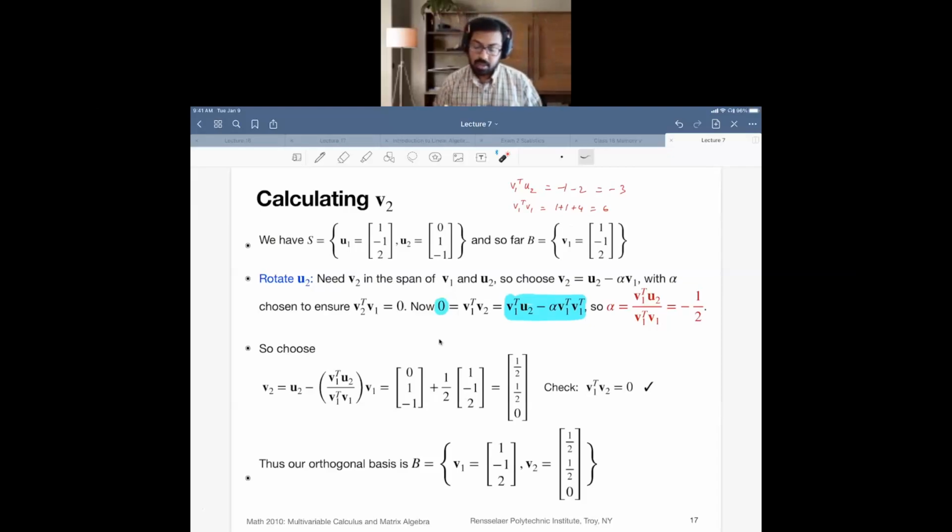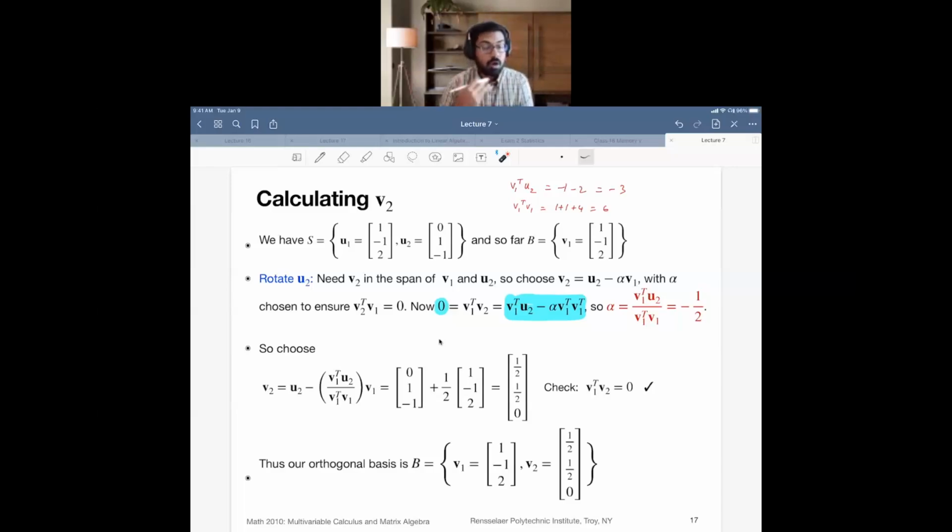Okay, so if you expand this out to a more general case, you see what is going to happen. V3 is going to be U3 minus the projection on V1 and the projection on V2, right? So you just subtract whatever you had already done from the new vector to get V3 and V4 and V5 and so on. And we'll take a look at an example later on.